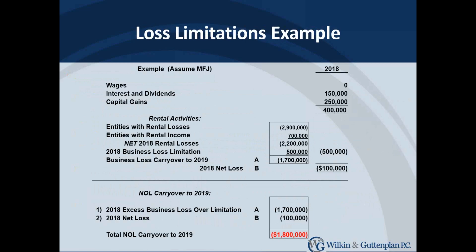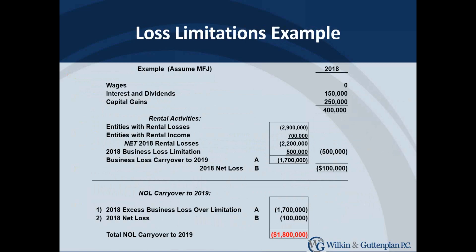Starting in 2018, only $500,000 of those losses can apply to the other income categories. And in this case, this couple still doesn't have taxable income because their other income is less than $500,000. So what is the impact for this couple going forward?